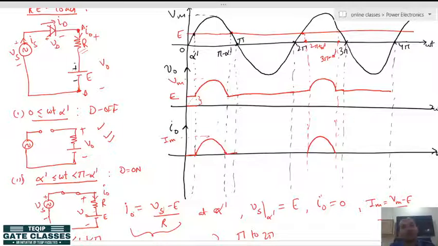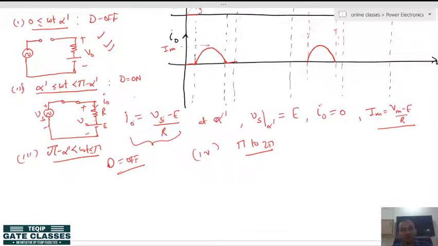So, we can see here also again the time period is 2 pi, but before moving on to calculate the average value and RMS value of the voltage, I just want to convey one thing to you, that in RLE type load also and in RE type load also, what you have observed, that whenever, let me make a separate branch here to make the concept very clear.